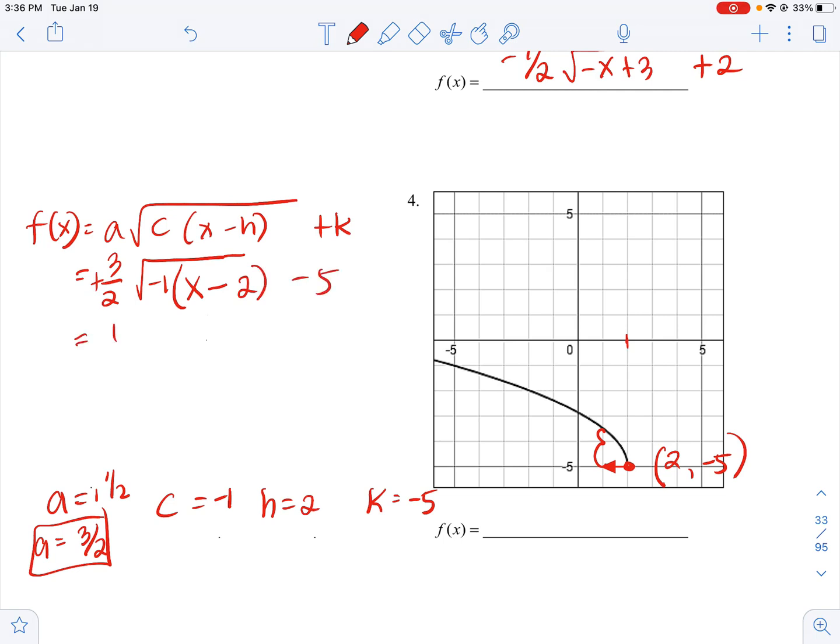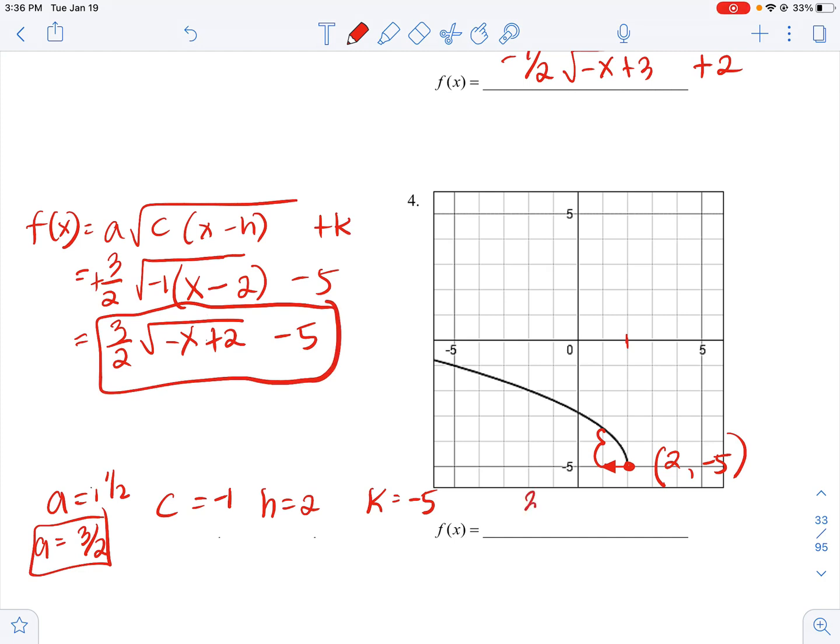And then let's just combine it. Make sure everything is in order. I can still distribute this negative, so that becomes negative x. And then this negative to that negative, that becomes positive 2. So our answer is going to be 3/2 square root of negative x plus 2 minus 5. And there you have it.